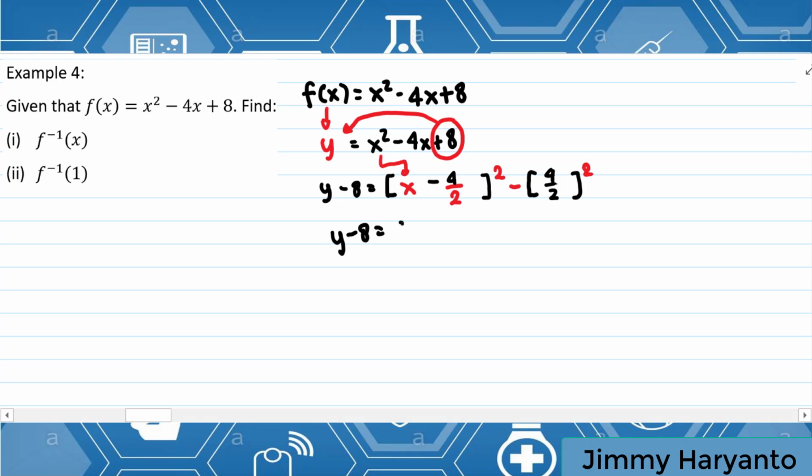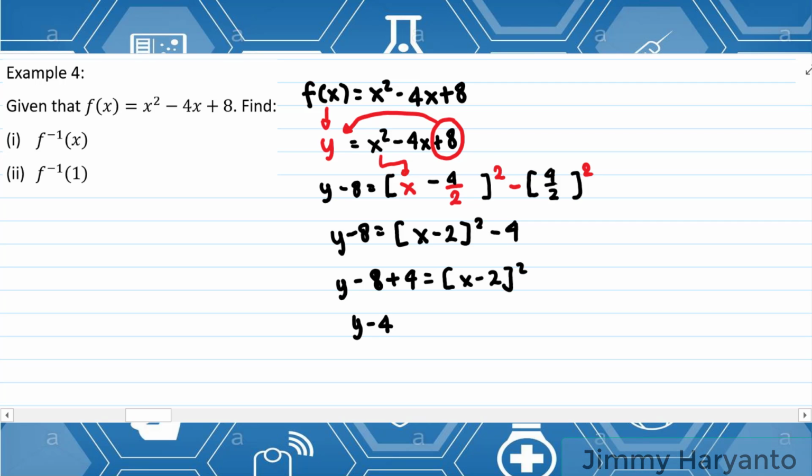Sorry. Okay, let's simplify this one. (x minus 2) squared minus 2 squared, which is 4, and then move again the 4, negative 8, and then plus 4 equals (x minus 2) squared. y minus 4 equals (x minus 2) squared.